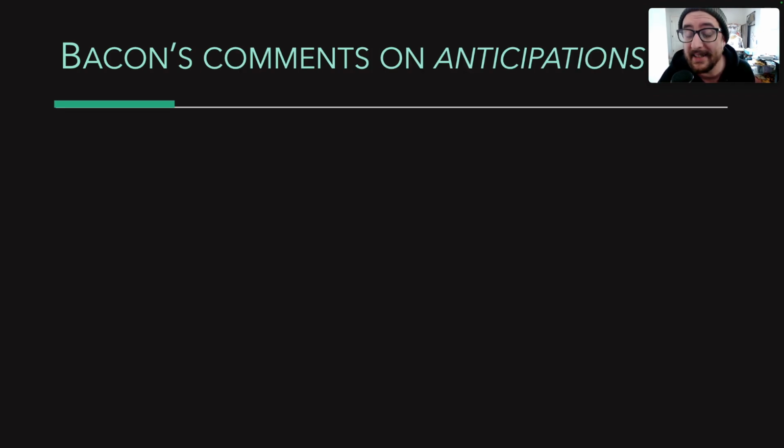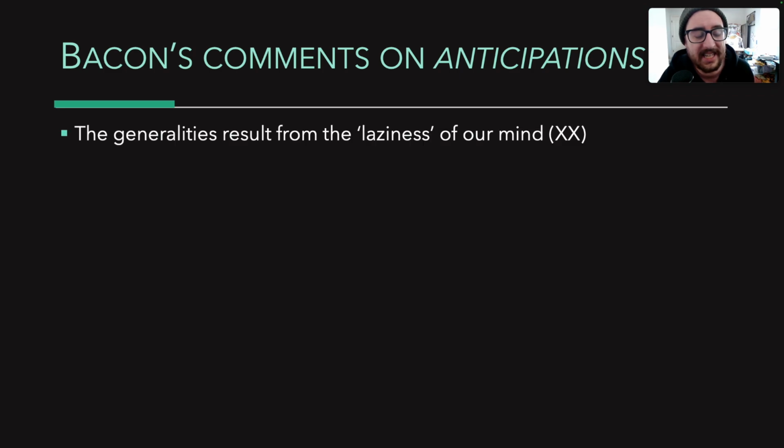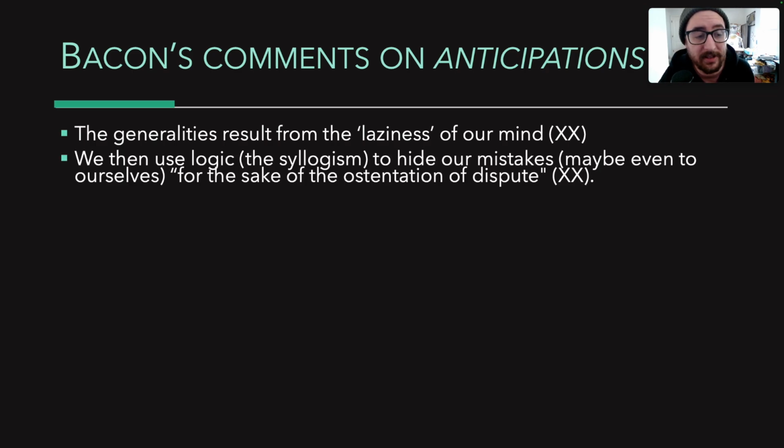Bacon says that when we form these anticipations of nature, we are essentially arriving at generalities through the laziness of our mind. We only want to gather a few instances. We don't want to do the hard, honest toil of collecting all of the various instances. We want to see a few common, easy to find instances that we can discover in our ordinary, normal interaction with the world, and then use that as a basis to project it to all other instances. Once we've done that, he says we then use logic or the syllogism to hide our mistakes, maybe even hide those mistakes from ourselves, for the sake of ostentation of dispute.